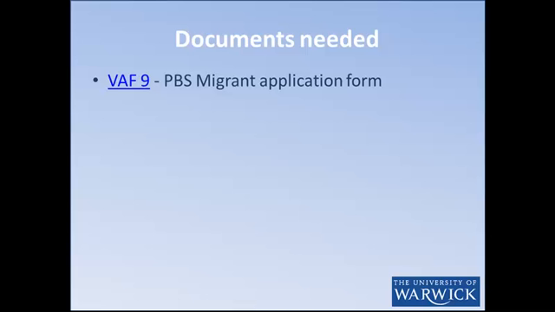The first is the VAF9 application, which asks for your personal details, and the PBS Appendix 8, which is specific to Tier 4 applications. This asks you for details of your course, including your CAS number.